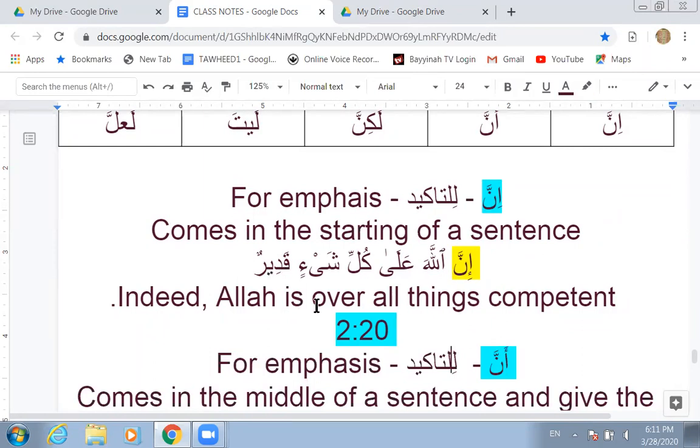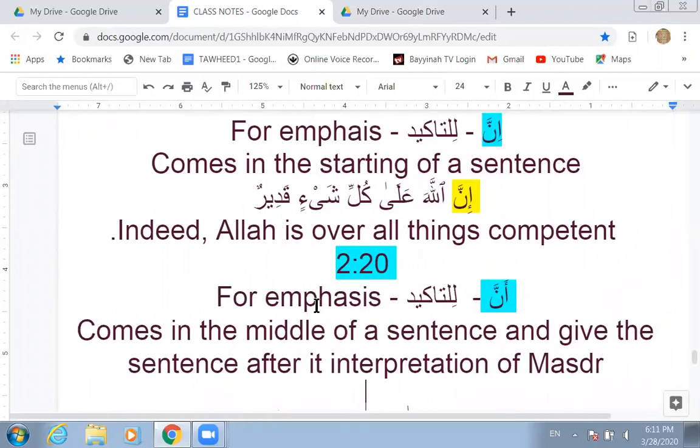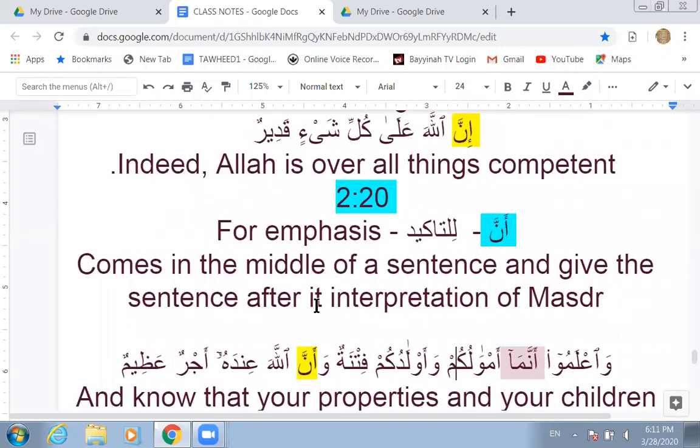Then anna is also used for emphasis. But what is the difference between inna and anna? The first difference is that inna usually comes at the start of the sentence and anna comes in the middle of the sentence. There are other ways where inna and anna come, but that is a detailed topic. For the scope of the class, it is enough to say that inna comes at the start and anna comes in the middle of the sentence. Anna also comes for ta'keed, for emphasis.